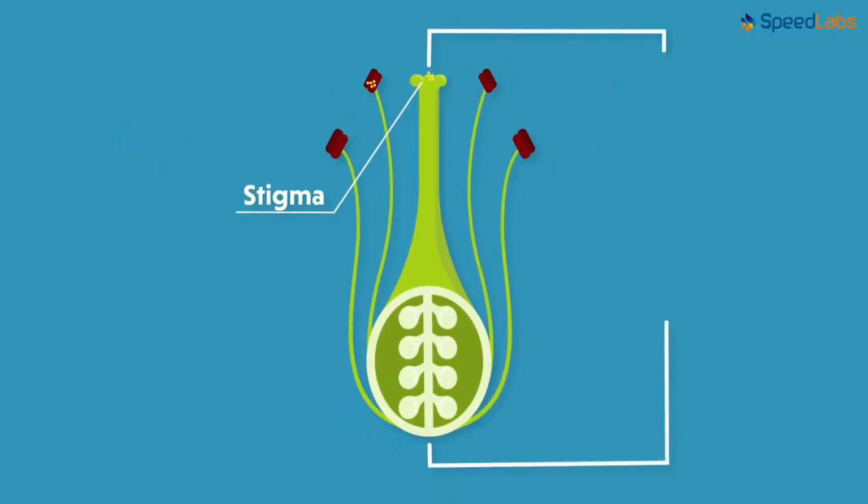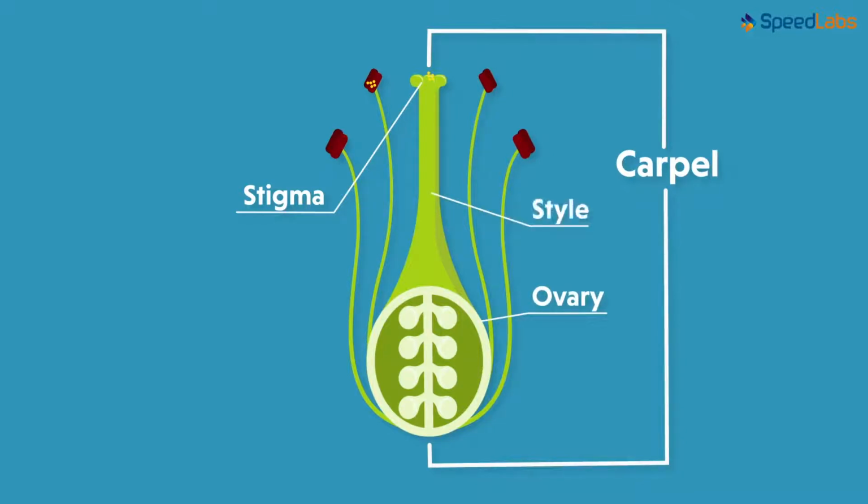Now let us look at the carpel of the flower. What are the parts you know about this carpel? This is the ovary, the style is the elongated tube, and the tip is called the stigma. Now let us look closely at the ovary. The ovary has an ovule within it. This ovule is called the female egg cell or the female germ cell.